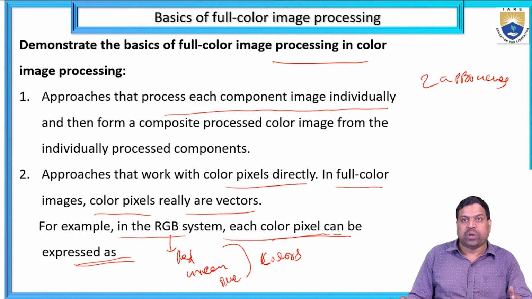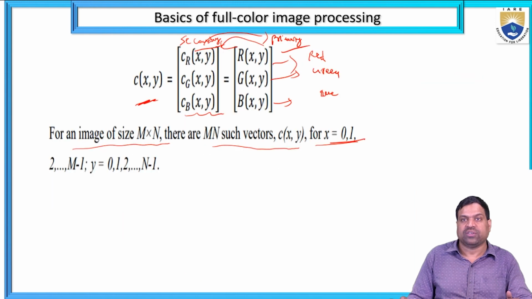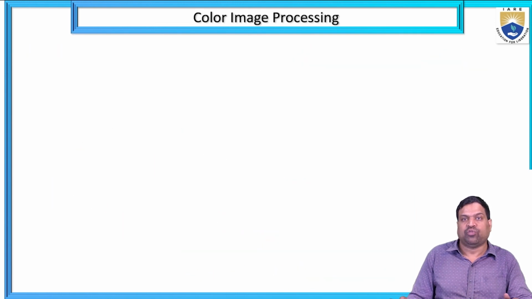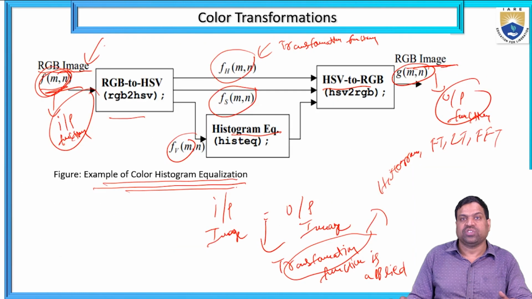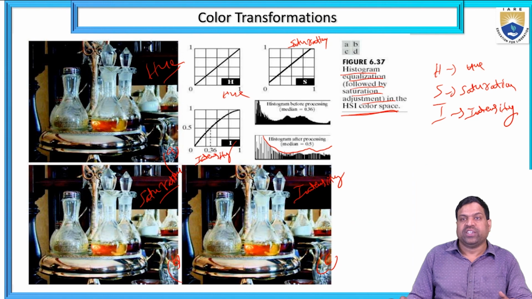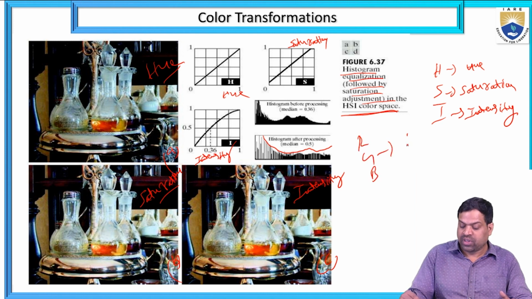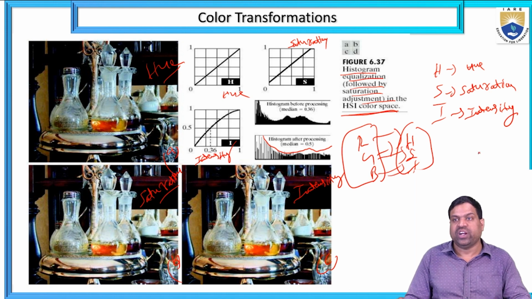Here there are two approaches for color image processing from the normal color. This is the formation and the transformation function used for color image processing. It is a histogram process, and it is the hue, saturation and intensity HSI color. So RGB to HSI is one method: red, green, blue to hue, saturation and intensity.